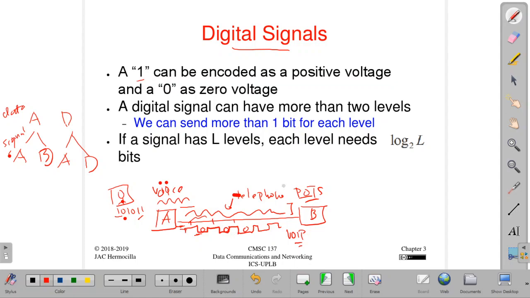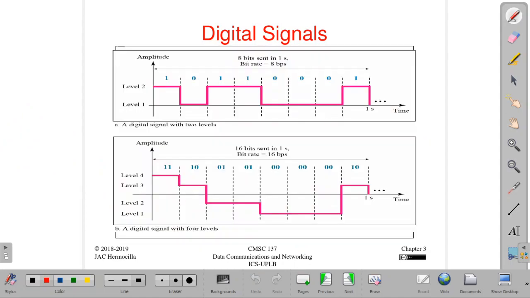In general, if a signal has L levels, each level needs log to the base 2 of L bits. So that means it can represent log L to the base 2 bits. So what do we mean by that? So this illustration explains that further.